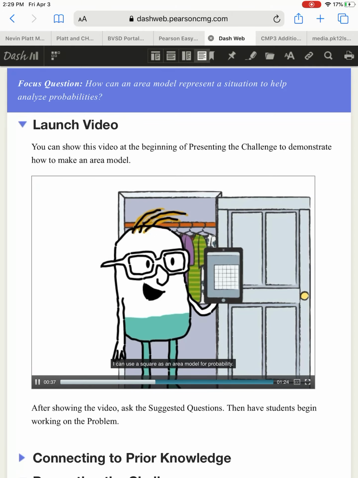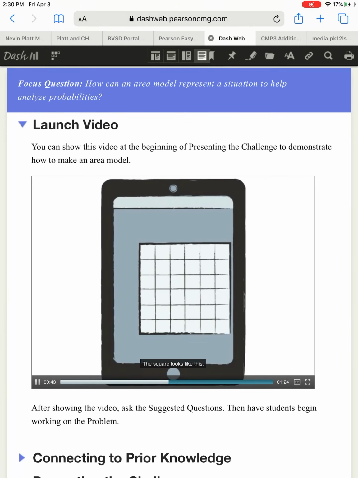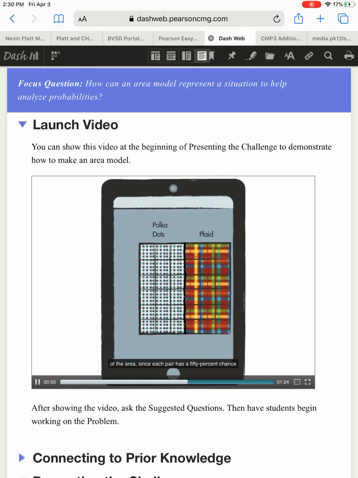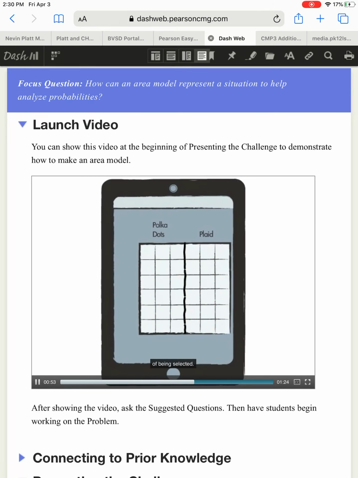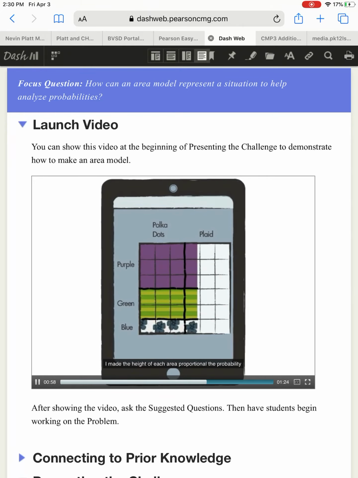I can use a square as an area model for probability. The square looks like this. First, I list the pants on the top and give each of them half of the area, since each pair has a 50% chance of being selected. The left side is for my shirts. I made the height of each area proportional to the probability of each shirt: 1/2 for purple, 1/3 for green, and 1/6 for blue. Now I can see all of the possible combinations, with an area proportional to the probability of getting each outfit.